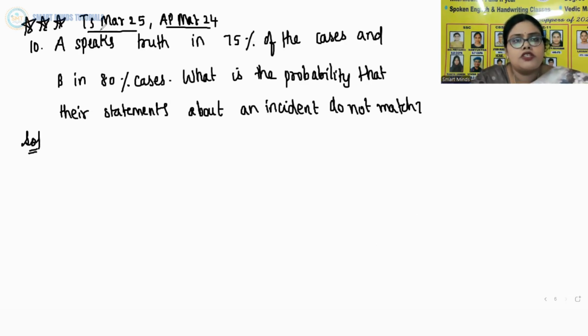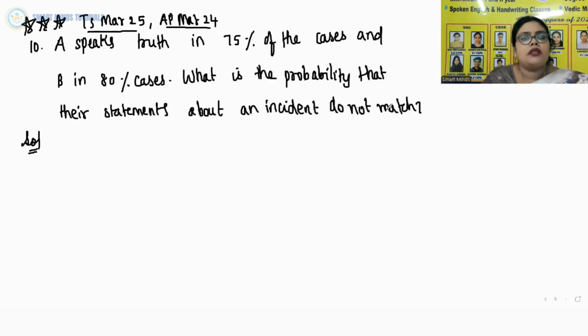Now take this question. This is very, very important. Recently appeared in TS March 25 paper and AP March 24 paper. So the question is, A speaks truth in 75% of the cases and B in 80% of the cases. What is the probability that their statements about an incident do not match?